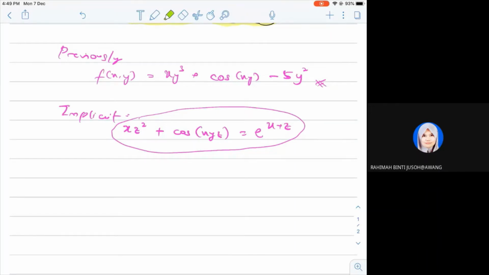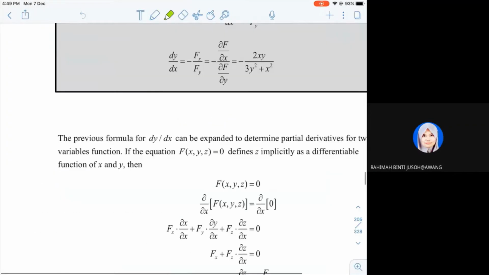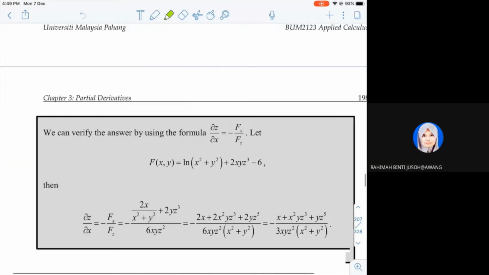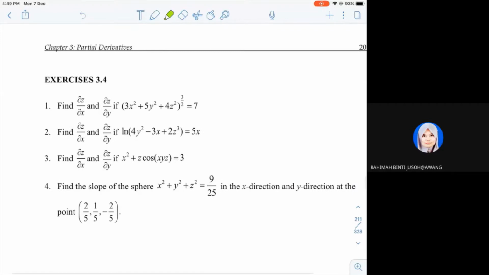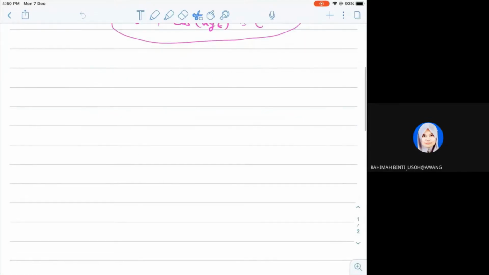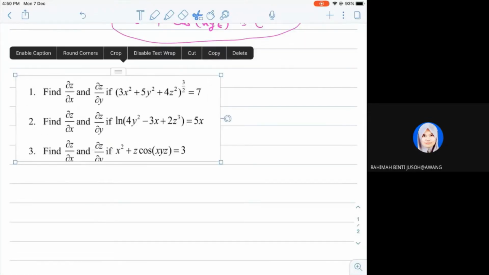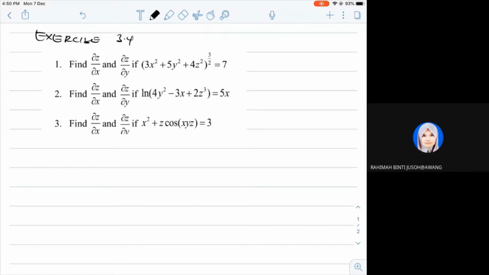Okay. For example, let's take a look at exercise 3.4. Actually, we have two methods. I will explain both methods to you first. Okay, exercise 3.4. Let us do question number 1.